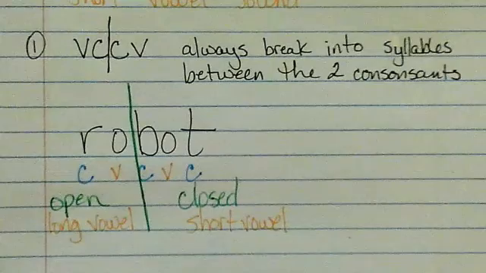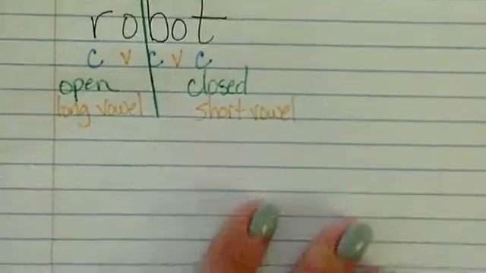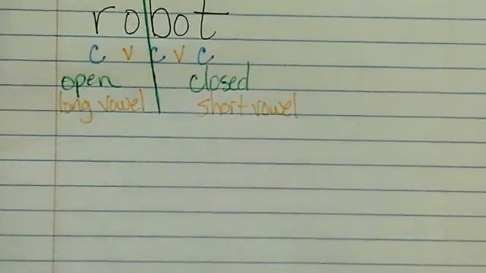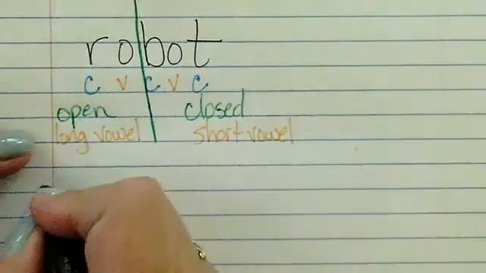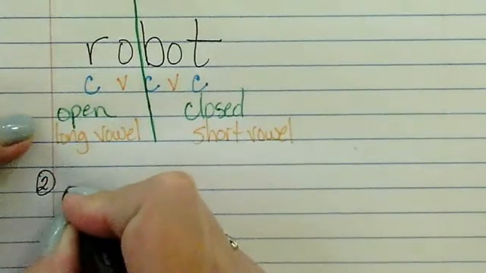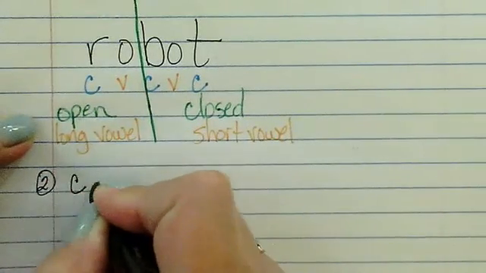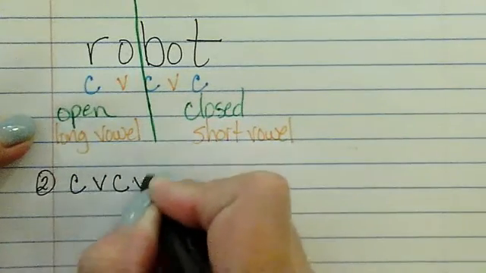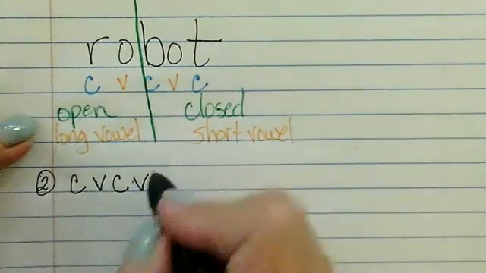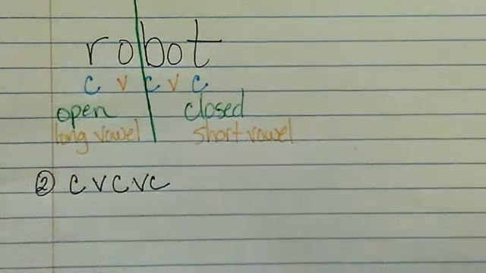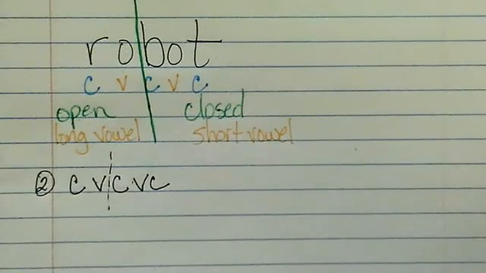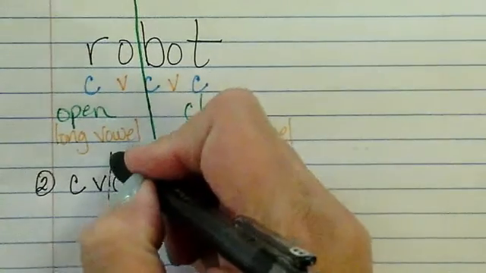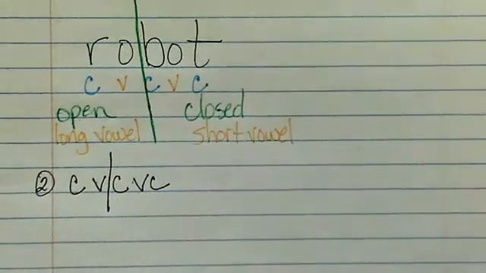Okay, these are our 2 patterns that we're working with today. Pattern number 1 was vowel, consonant, consonant, vowel. Pattern number 2 is consonant, vowel, consonant, vowel, and it just keeps going. Okay, in this instance, it's this one. And we would break it apart after the first vowel. Okay, these are your 2 patterns for today.